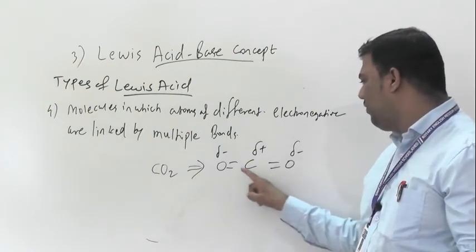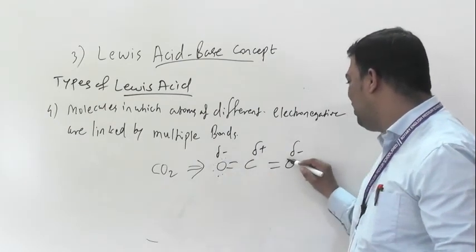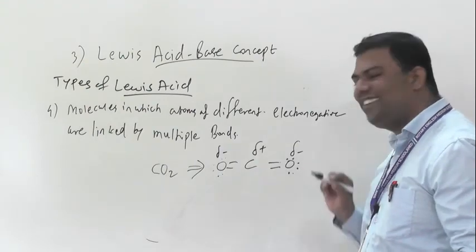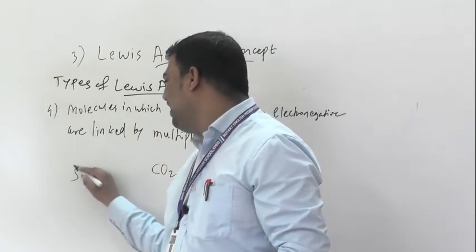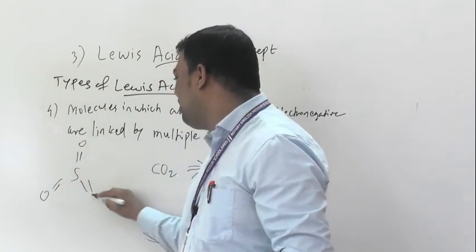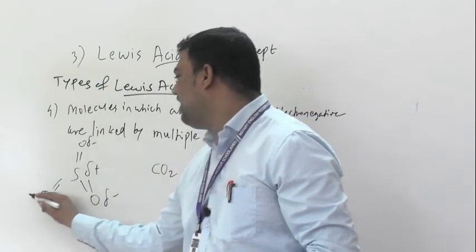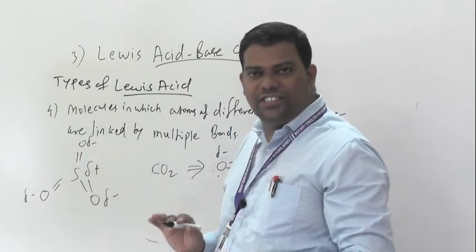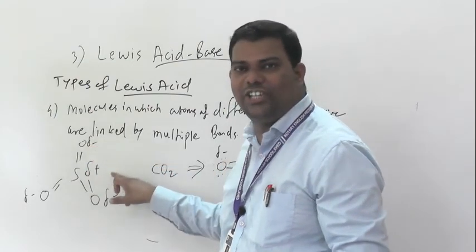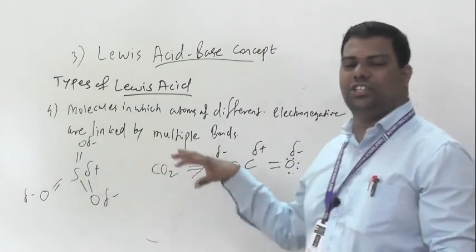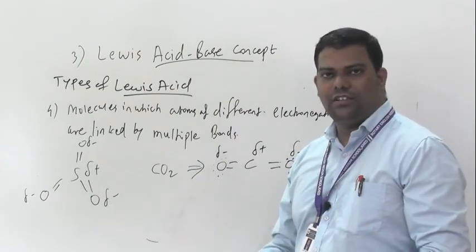See this carbon: 1, 2, 3, 4, 5, 6 and 7, 8. For this oxygen, 1, 2, 3, 4, 5, 6 and 7, 8. This oxygen also, 1 to 8. So our example is also correct. Next, SO3: this is also joined by multiple bonds. Here delta plus, here delta minus. There is an electronegativity difference here, as sulfur is electropositive and oxygen is more electronegative. These applications are for your higher standard, but you have to keep them in mind for competitive exams.